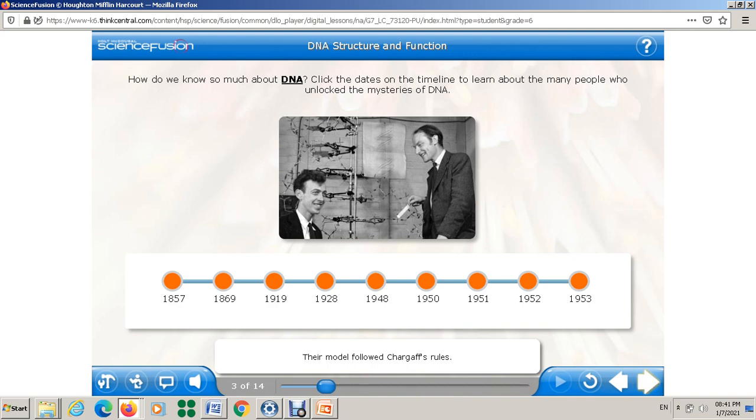I want you to understand how each one of these scientists contributed to knowing the structure of the DNA. Next time we will continue about the structure of the DNA.